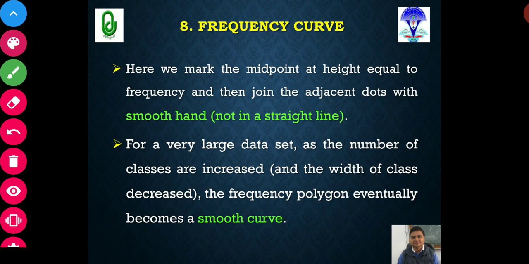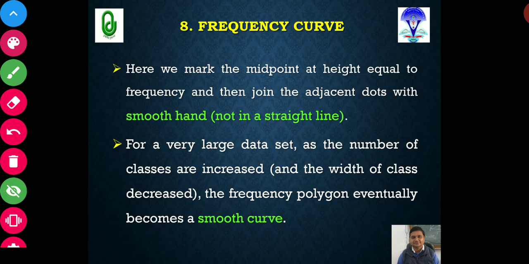Now the next one is the frequency curve. It is very similar to the frequency polygon, but the only thing is that you have to connect the dots with a smooth hand, not with the help of a scale. It should not be matched in a straight line. So here we mark the midpoint at a height equal to the frequency and then join the adjacent dots with a smooth hand, not in a straight line.